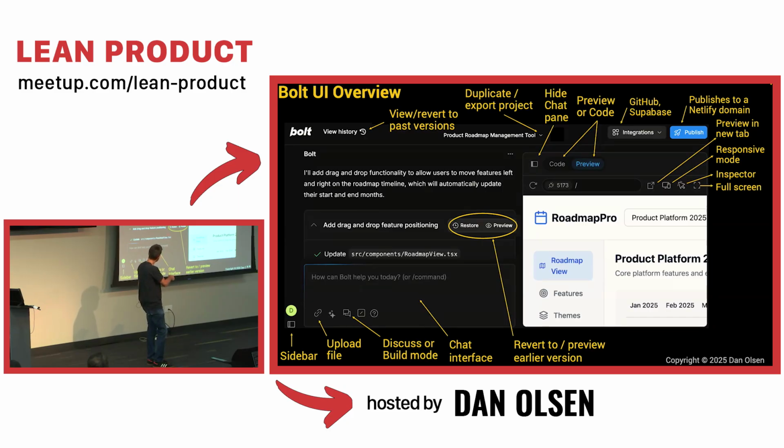Before they had this version history, there would only be this inline restore that you could do. It's kind of complicated to go back through your history and find the exact point, so this is a lot better. You can still do it inline here. Sidebar, you can upload a file, discuss or build mode, right? That's what we were talking about. And yeah, that's Bolt in a nutshell.